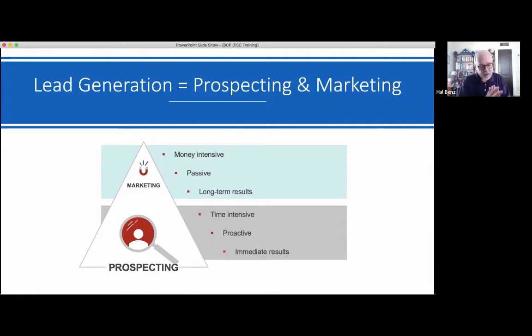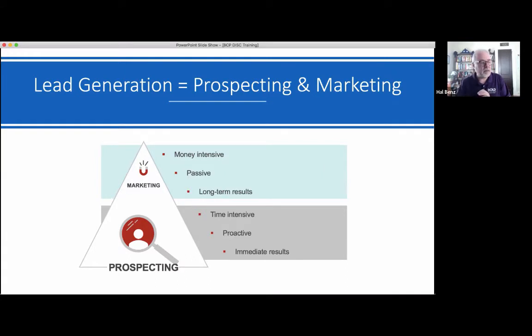And when we look at the base here, prospecting, it tends to be more proactive, more direct, more immediate results. It tends to require our time more than our dollars, whereas marketing tends to be a little bit more money intensive, right? It tends to create a brand awareness, which kind of guarantees that we have better long-term results.